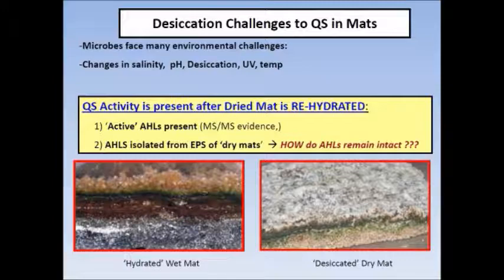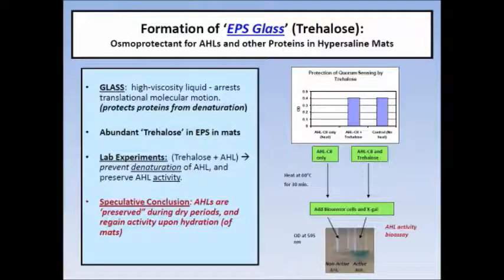Yet, when water is added, within an hour or two, we can detect quorum sensing. This seems to be too rapid for cell production of signals to reach those concentrations from what we know in the lab. So we have to suspect that the signals themselves are surviving in the dry mat. These are pretty delicate molecules, but yet they're surviving somehow. And so we set out to see how this might occur.